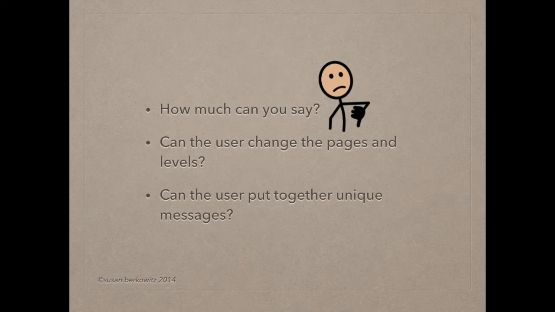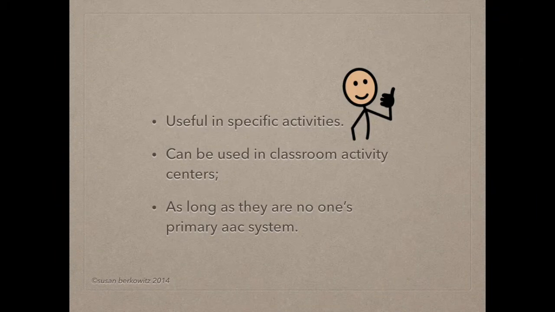The questions you need to ask with these systems are, can the user say enough to meet all of his communication needs? Can the user change the levels and overlays independently? If the user is ambulatory and has a large communication book, can he carry it around with him everywhere he goes? And can he put together his own unique messages? Most low-tech systems are useful in specific activities. They can be used in classroom activity centers, as long as they are not anyone's primary augmentative communication system.